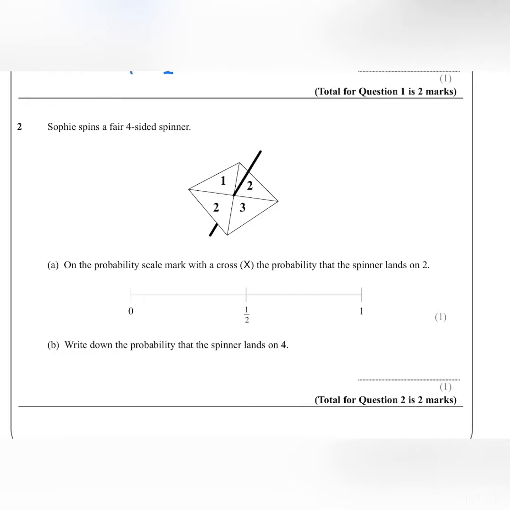Okay, so Sophie spins a fair four-sided spinner. On a probability scale, mark with a cross the probability that the spinner lands on 2. Okay, so there are 2 2s out of 4 again. So 2 quarters, which is a half. So it will go on half. And then it says, write down the probability that the spinner lands on a 4. Well, there is no 4 on the spinner. So this is going to be a 0.